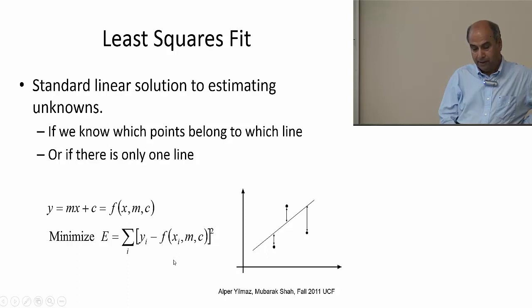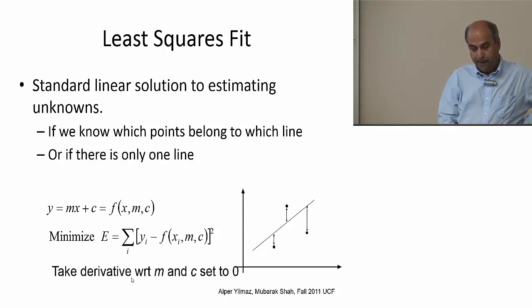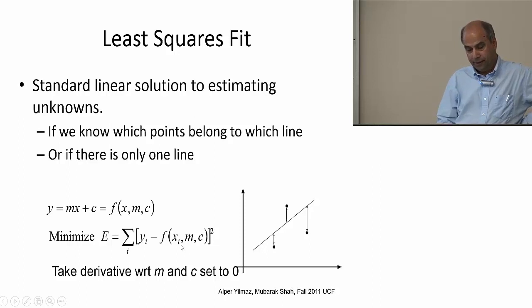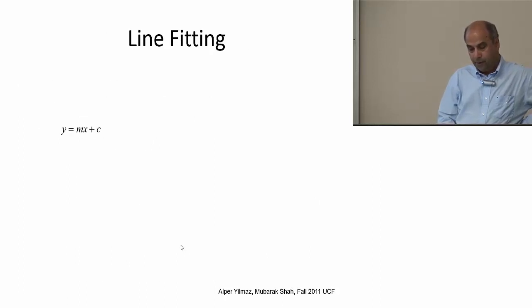We will basically find M and C such that this error is minimized, which is: take the error, square the error, minimize that. That's called least square fit. And as we have been doing, we will find the derivative of this with respect to M, and the derivative with respect to C, set equal to zero, and all the things we have done many, many times. So, which is shown here.